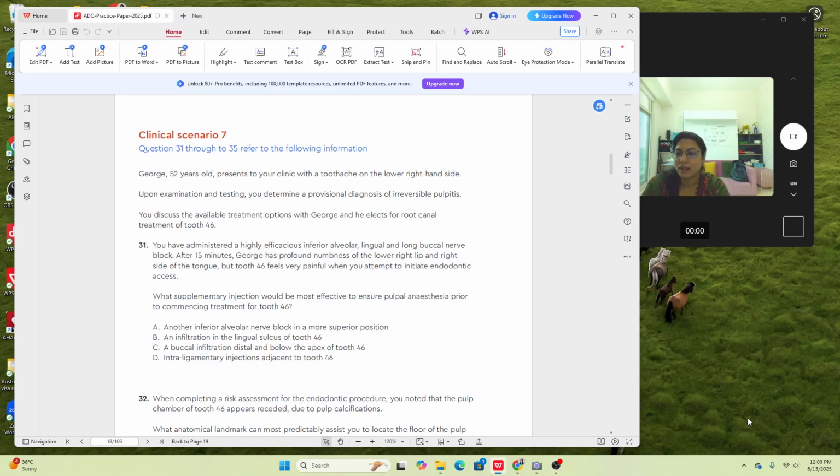Clinical scenario 7, and here is George, a patient who's 52 years old, presents to your clinic with a toothache on the lower right hand side. Upon examination and testing, you determine a provisional diagnosis of irreversible pulpitis. So you have already made your provisional diagnosis. You discuss the available treatment options with George, and he elects for root canal treatment of tooth 4-6. So here we are just directly dealing with the treatment aspect of it. Already the history taken, the investigations, the diagnosis is done. So this question kind of falls in the treatment planning cluster, correct?